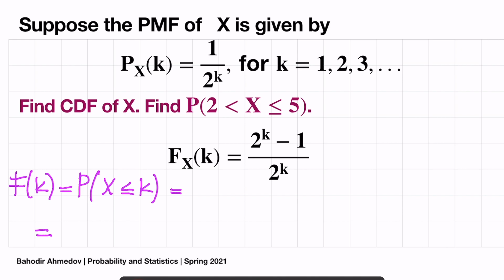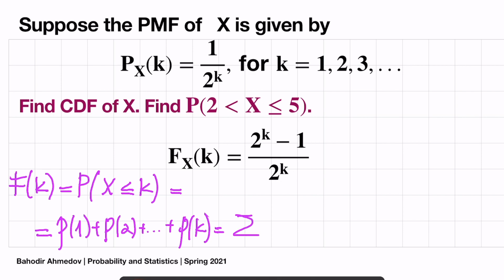Okay, so what is F of k? It is the probability of 1, 2, and so on until k, right? It is going to be the summation of, let me write it like, 1 over 2 plus 1 over 4 plus and so on plus 1 over 2 to the power of k.